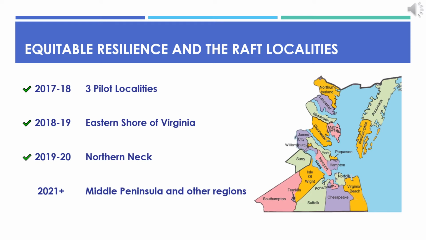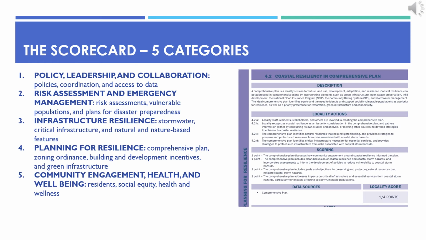There are 5 categories embedded within the RAFT scorecard: policy, leadership, and collaboration; risk assessment and emergency management; infrastructure resilience; planning for resilience; and community engagement, health, and well-being. Social equity is explicitly included as an element of the community engagement, health, and well-being category of the scorecard. But you also see how other aspects with relevance to equity, such as vulnerable populations, health, and community engagement, are also included in the scorecard.